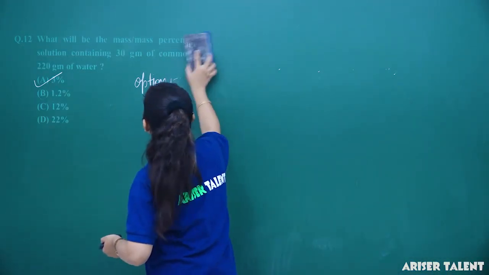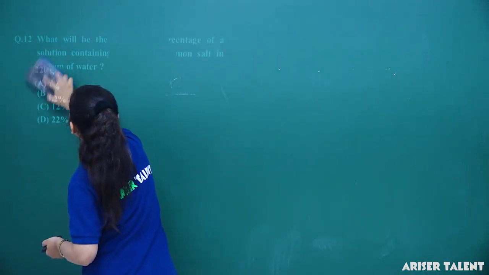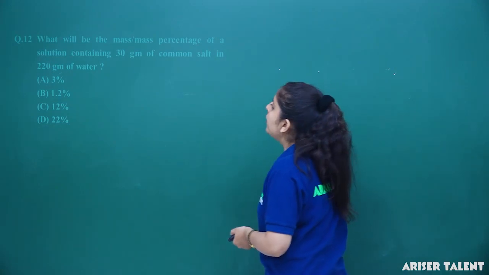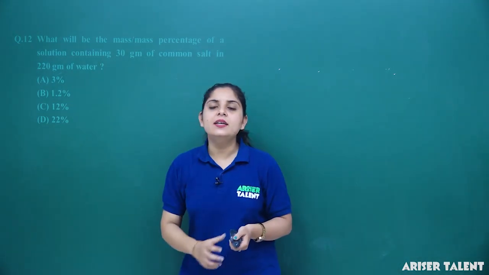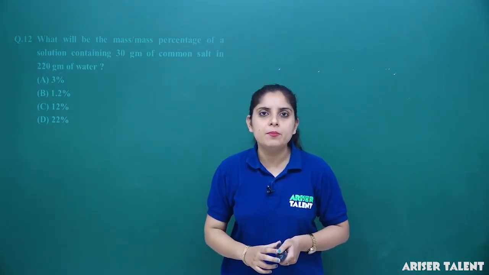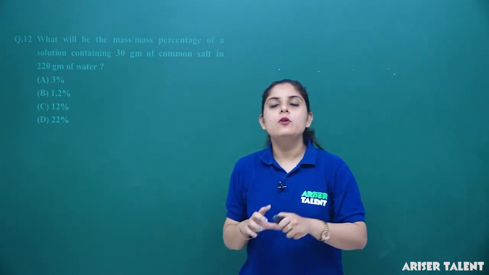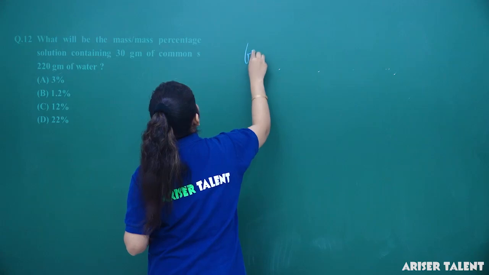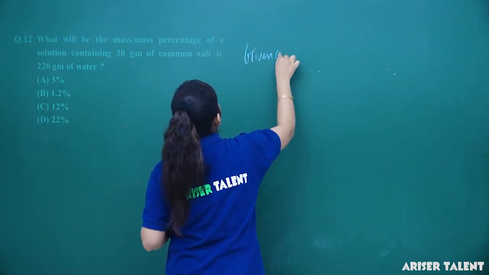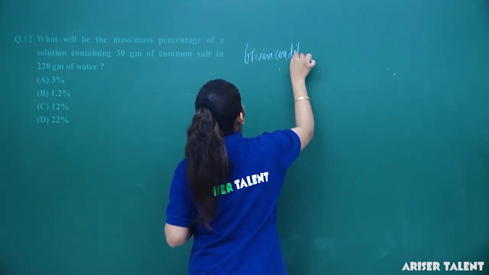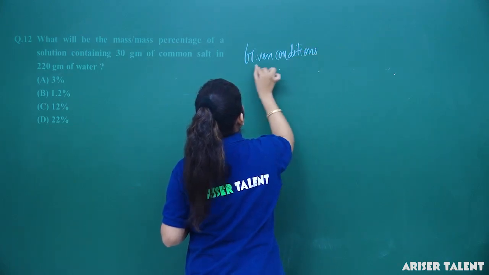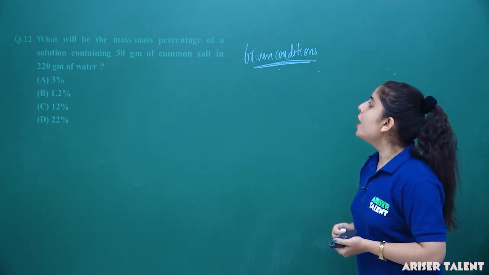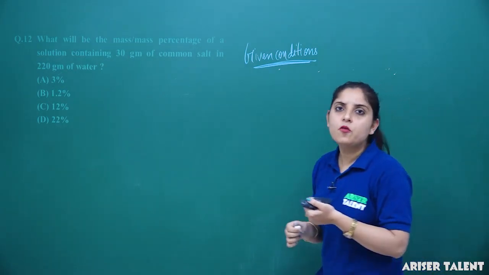What will be the mass by mass percent of a solution containing 30 gram common salt in 220 gram of water? Again, it is a very simple numerical problem provided to you. So, what you will do? Firstly, we will write the given conditions in the question. So, firstly, let's write the given conditions. The given conditions are, you are provided with 30 gram of common salt.